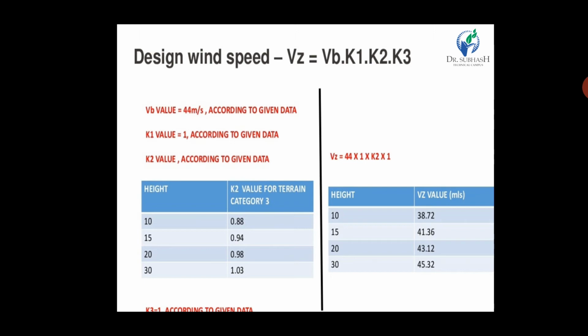So at 10 meter height, what should be the change? Our K3 is 1, K1 is 1, only the variable is K2, which varies with height. So you can see the right hand side table. At 10 meter our Vz value is 38.72. Likewise at 30 meter it should be 45.32 because our K2 varies.